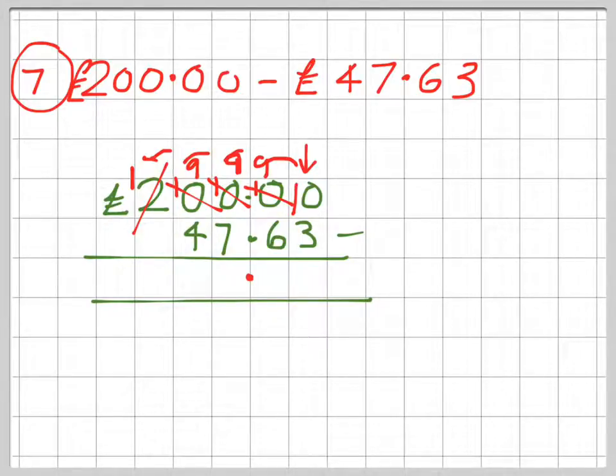And finally we're ready to do our takeaway bit. We've done the difficult exchanging. Here we go. 10 take 3 is 7. 9 take 6 is 3. 9 take 7 is 2. 9 take 4 is 5. And 1 take nothing is 1. So our answer would be 152.37.